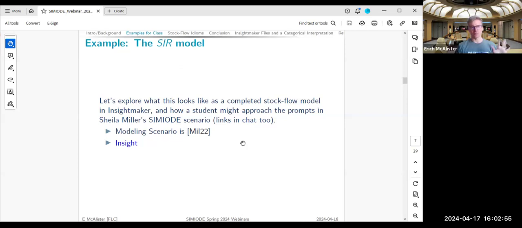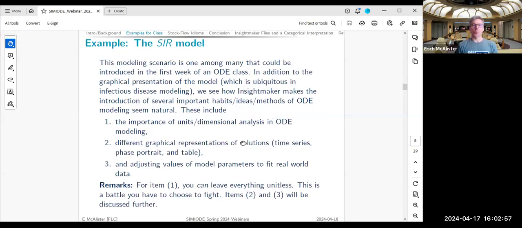So just to finish up on that, this is a scenario that I might introduce in the first week of a class. It gives the graphical representation of the model. Last winter at the joint meetings, everybody did a COVID model, right? Practically every one of those COVID models is presented with some sort of stock flow diagram.